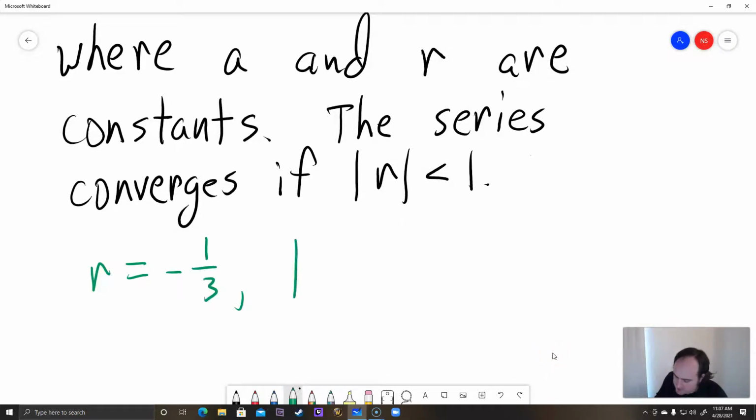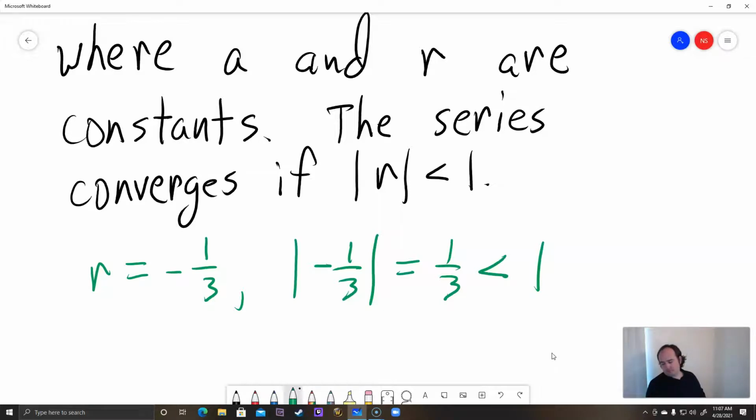So since R equals -1/3, the absolute value of R is the absolute value of negative 1/3. That's equal to positive 1/3, which is less than 1. Well, that means the absolute value of R is less than 1, which means this series converges.